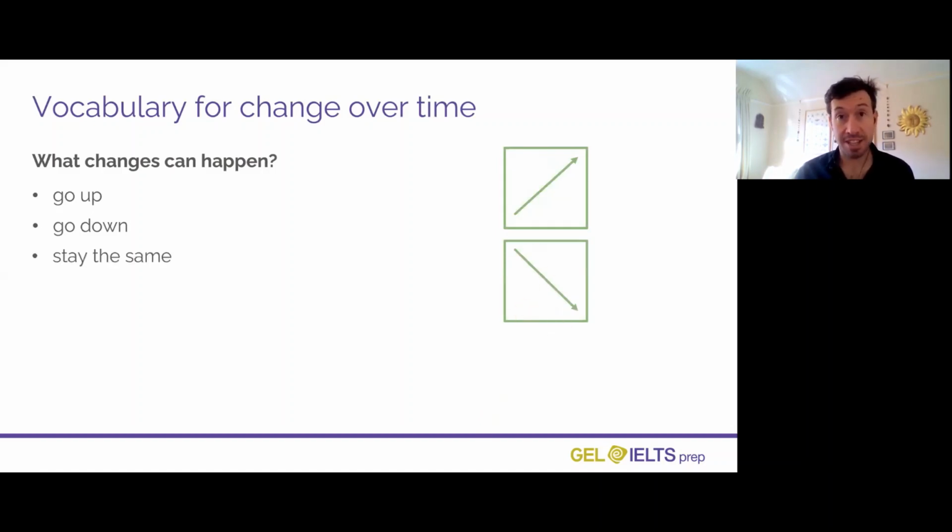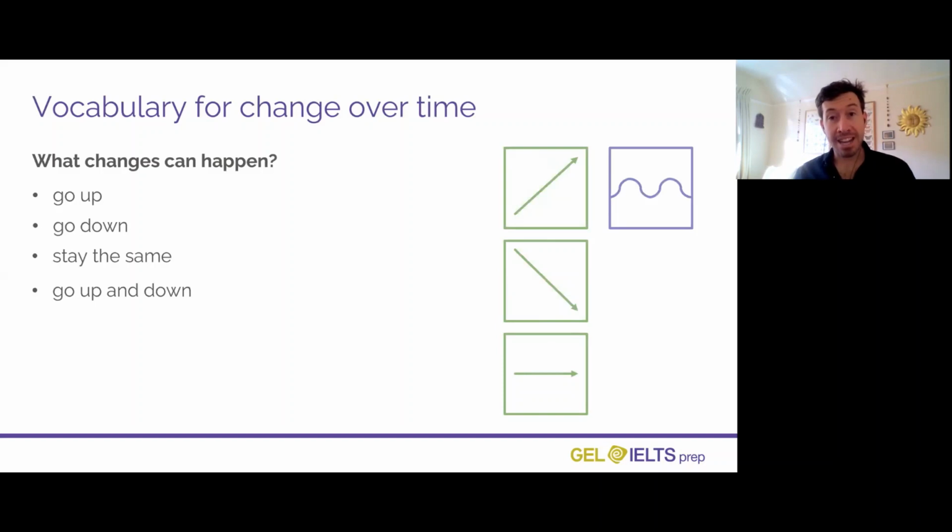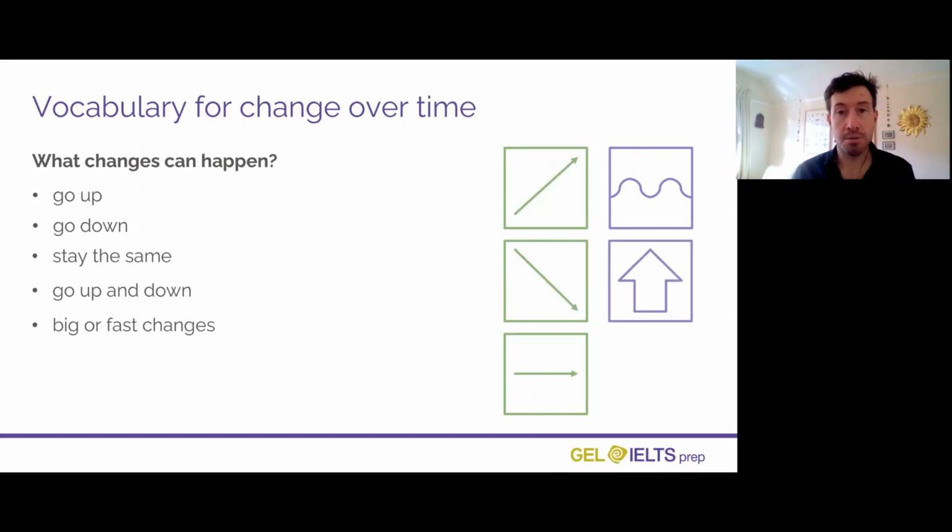Things can stay the same. So when there's no change at all. Things can go up and down. So we're going to use this to show that. So it's going up and down like that in the chart. And then we can also talk about big or fast changes, which we'll represent with this arrow. And you can have small or slow changes as well, like this.